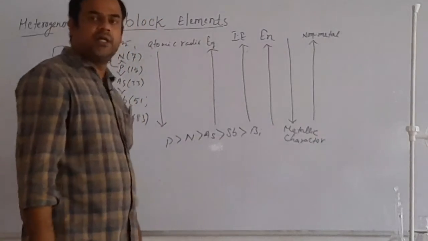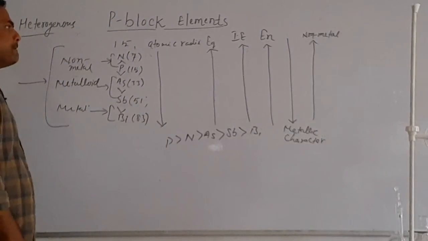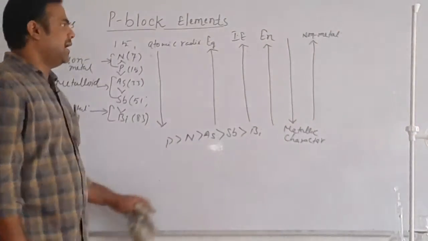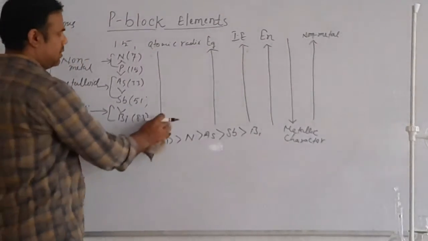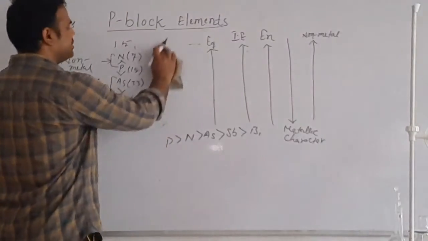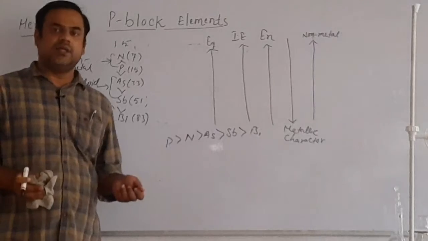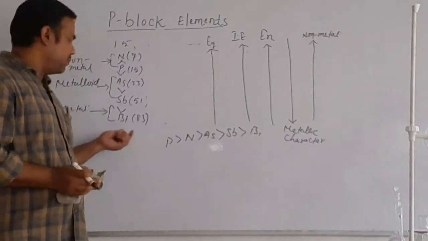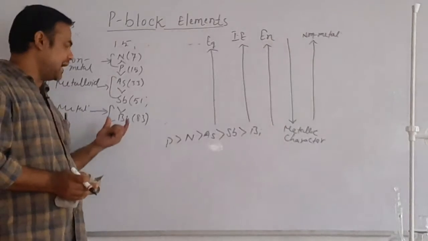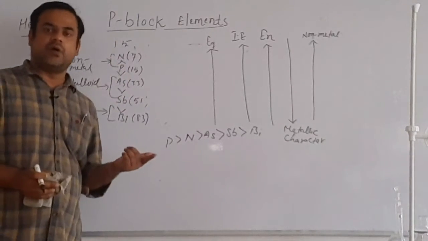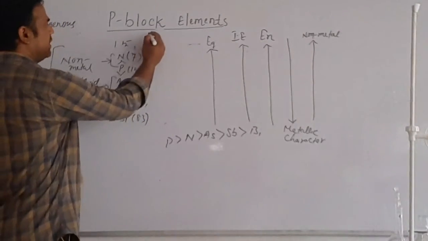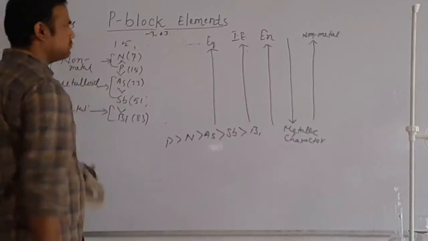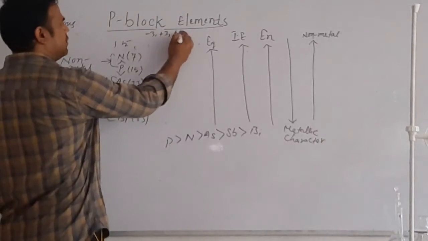Upside, non-metallic character will increase. Downside, metallic character will increase. And as far as oxidation state is concerned, the common oxidation state for these elements is -3, but bismuth will not show negative oxidation state as it is a metal, whereas nitrogen shows negative oxidation state because it is a non-metal. So the common oxidation states are -3 and +3, as well as +5.